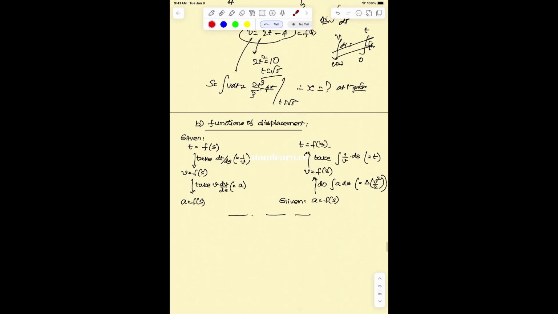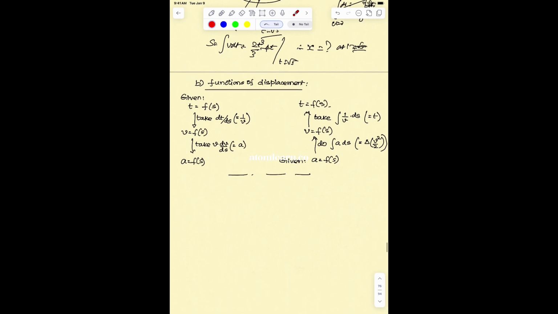Now we have a little bit more non-straightforward kind of problem. What is it? Whatever given data will be a function of displacement, not time. Therefore, this becomes slightly more difficult, a little bit more complicated. Let me just explain this.